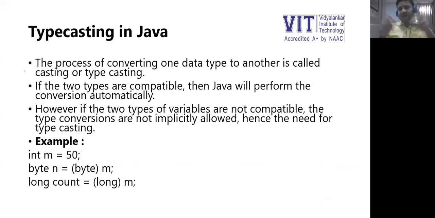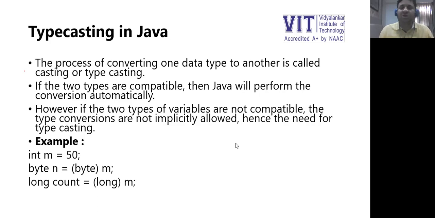If there is an operation that involves operands of two different data types, then type conversion will come into the picture. See, if the two types of variables are not compatible, the type conversions are not implicitly allowed. Now, what do you mean by that? See, it is basically the conversion of a lower type to a higher type or a higher type to a lower type.